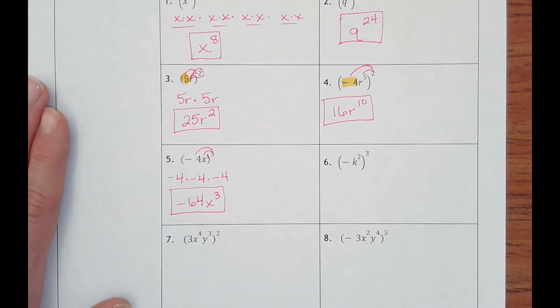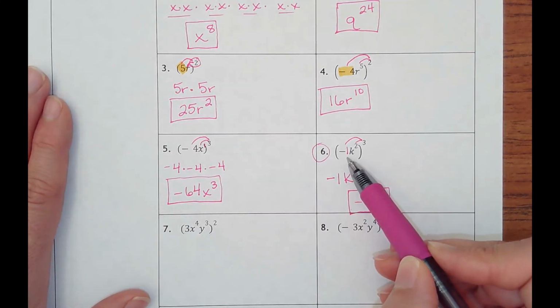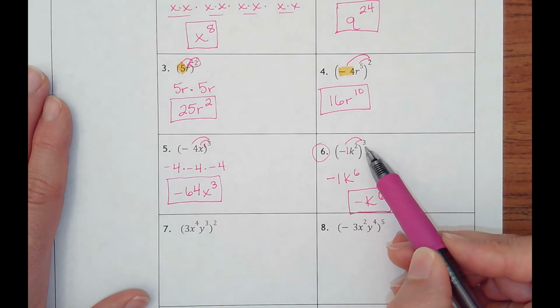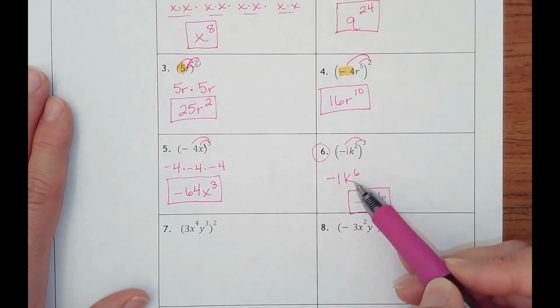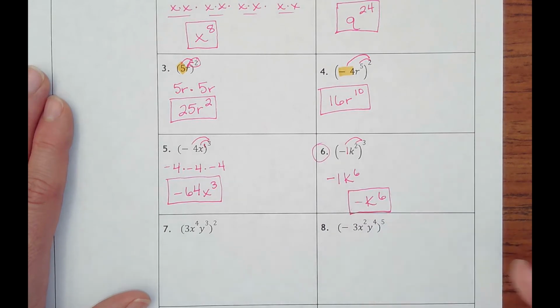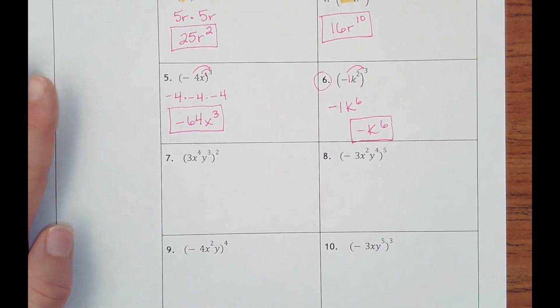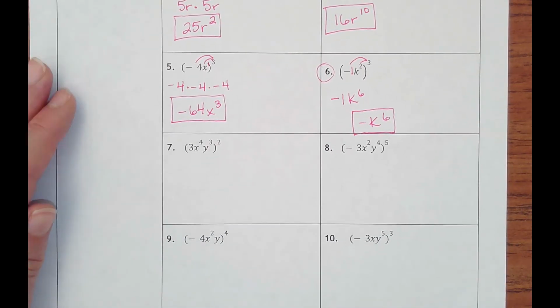Okay, see if you could figure out number 6. All right, there's a -1 hiding here as our coefficient. So -1 times itself 3 times is going to be -1. And then 2 times 3 is 6. We don't need to have the 1 here, so I just put -k to the 6th. Delta Math will take either answer, but we want to write as few numbers and letters as we possibly can.